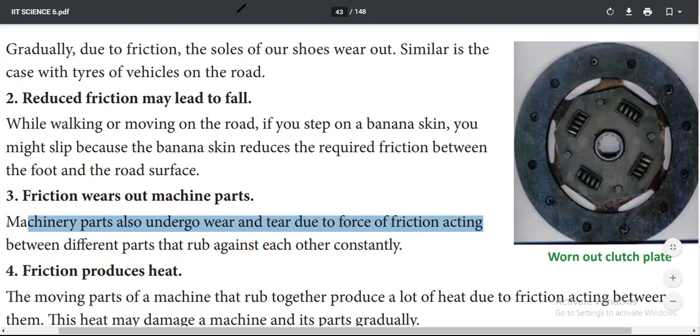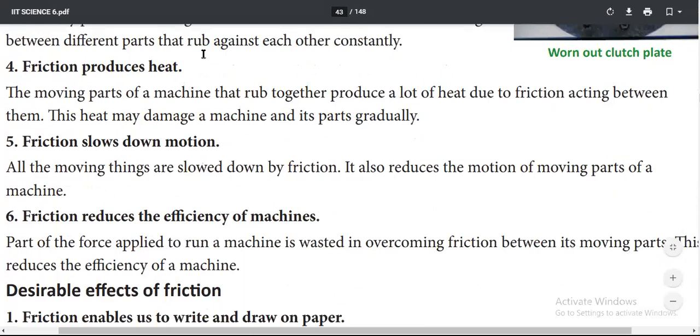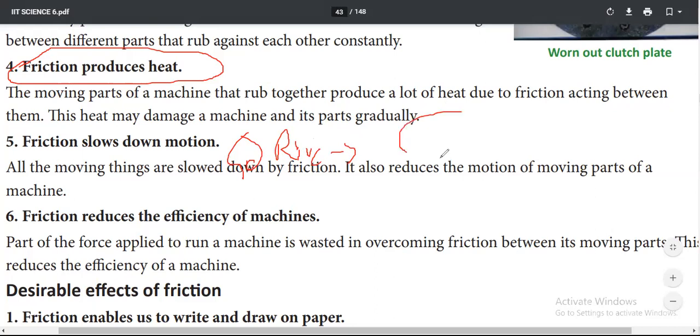Then the next point, friction produces heat. Yes, this example we also see in many places. When we drive our bike or car, we know that the engine of the bike has different parts and they are moving continuously. When the bike is moved, the different parts are moving continuously and rub against each other, and they produce heat. So after some time, when we touch the engine of the bike, we feel it is hot.